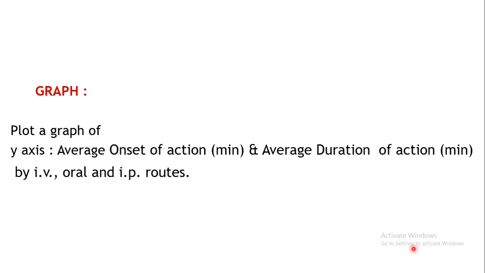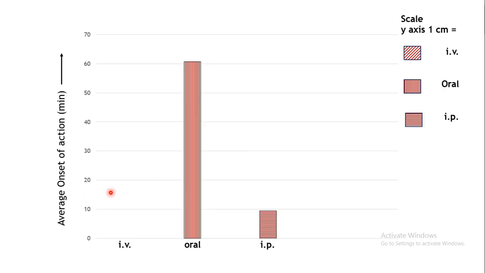Using these observations, we can plot a graph to compare the onset of action as well as the duration of action by these three routes, that is IV, oral and IP routes. You can plot average onset of action in minutes and average duration of action in minutes on the y-axis for these three different routes. Your graph for average onset of action will look something like this.